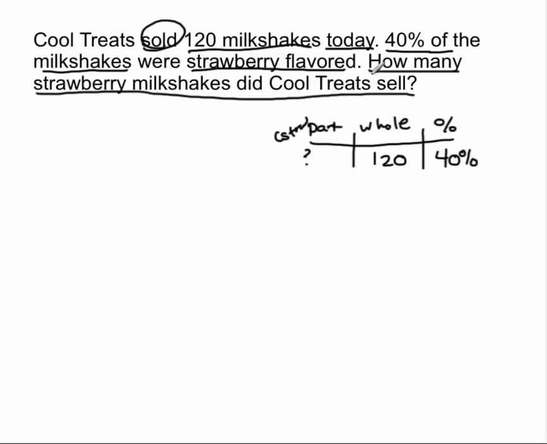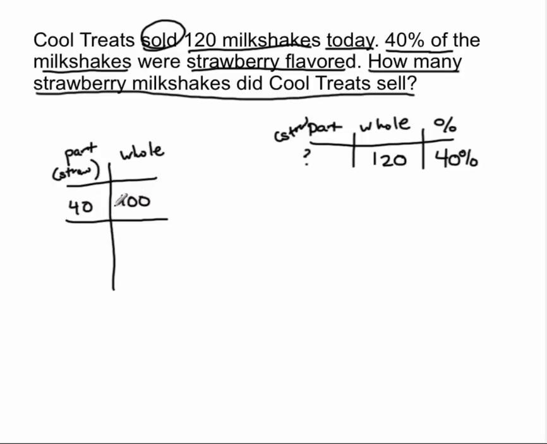So I'm trying to find out how many strawberry milkshakes Cool Treats sold. I'm going to make my table. I'm going to put my part here. My part in this case is going to be strawberry milkshakes. I'm going to put straw for short, and my whole. Alright, now I'm going to always put my rate right here. My rate is a rate per 100, and the percent is 40, so it's going to be 40 parts out of 100 parts. And the whole in this case is 120. I'm trying to find this missing value right here, which is the part that is strawberries.